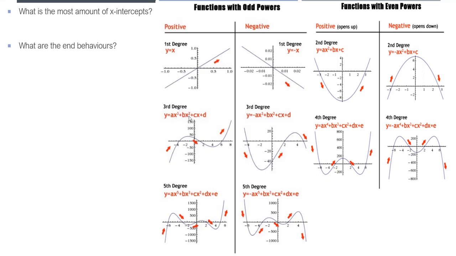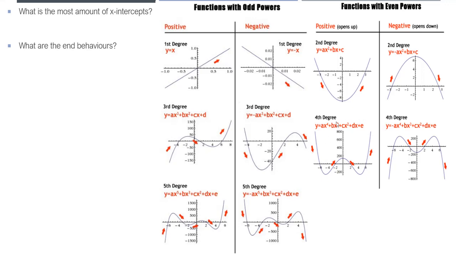In our cubic, it's a degree 3. If the leading coefficient is positive, then the right-hand side of our graph is going to positive infinity, and our left-hand side is going to negative infinity. The opposite is true if it's a negative leading coefficient. Then our left side is going to positive infinity, and our right side is going to negative infinity.